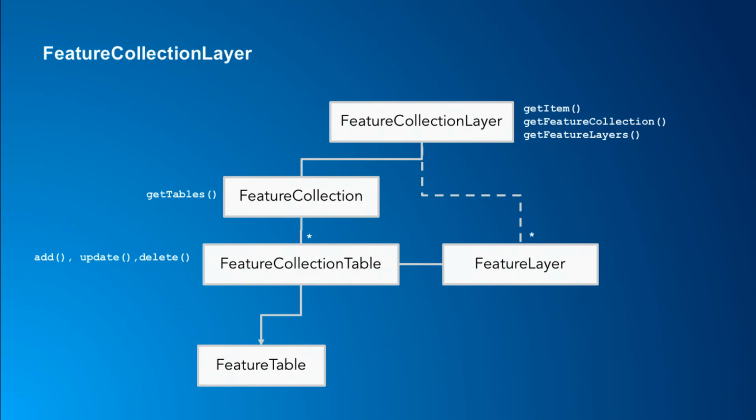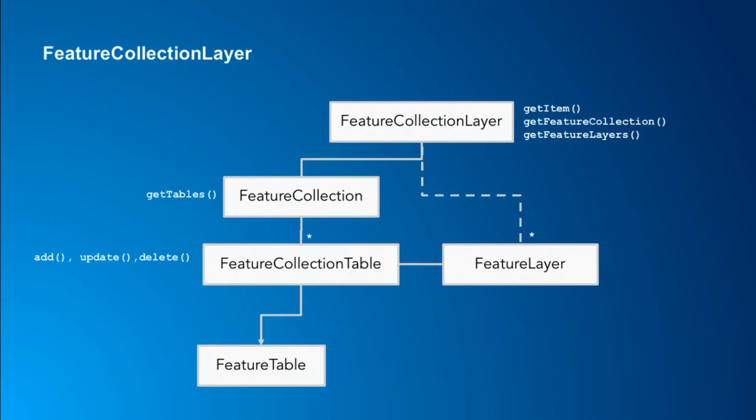A feature collection layer has multiple feature layers inside it. A feature collection layer has a feature collection object, which actually allows you to iterate over just purely the tables, which are the things you want to edit themselves. And feature collection table extends feature table.